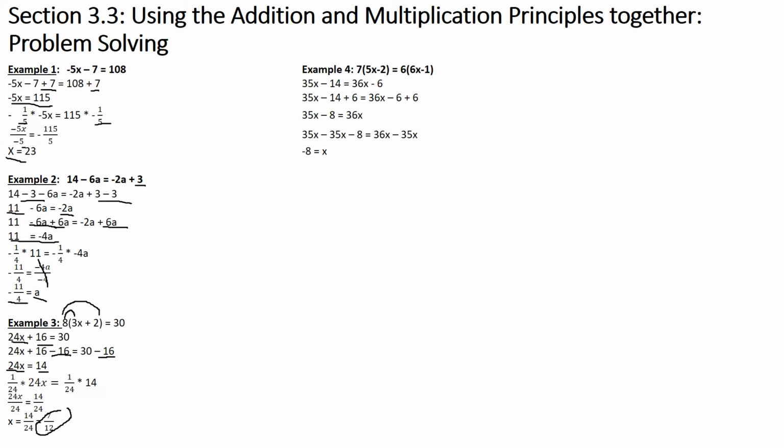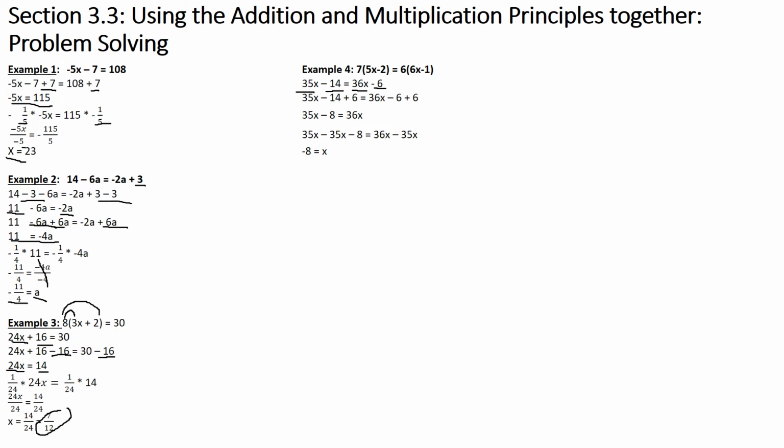Last one here, and it's a little more complicated, but no different than the last step we did in example 3. 7 times 5x minus 2 equals 6 times 6x minus 1. Let's multiply those out first. 7 times 5x is 35x. 7 times negative 2 is negative 14. And on the right, 6 times 6x is 36x. 6 times negative 1 is negative 6. So there is my equation multiplied out.